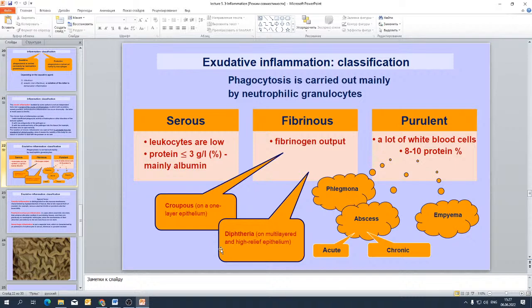Okay, Nadi. Inflammation is an evolutionary protective vascular reaction. Okay, thanks. Very good. Five students. Only five students are present at the lecture. Why? Continue. Next question.